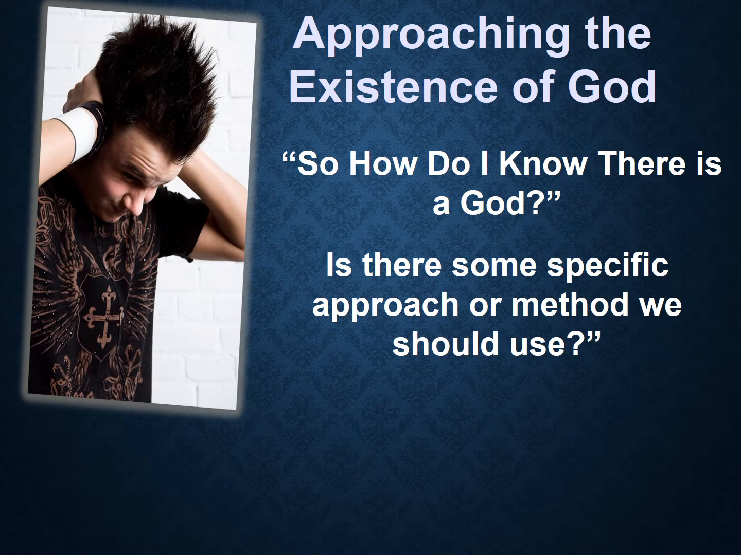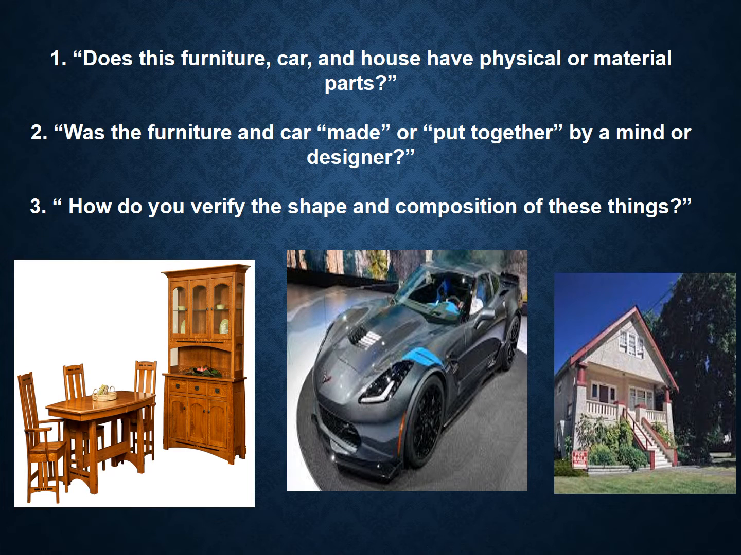So let's talk about some of the different ways people approach the existence of God. Well, the first thing we have to clarify is that a lot of people will look at things in reality, such as a car or house or a table or just about anything around them. And they probably will notice that it has a physical structure. There are parts to it. It was put together by a designer, an architect, or a builder, or someone in a factory. Of course, you can verify the shape and composition of these things. And it's obvious that the majority of things we see in reality are like this. That's just the way it is. We can use our five senses to verify these things.